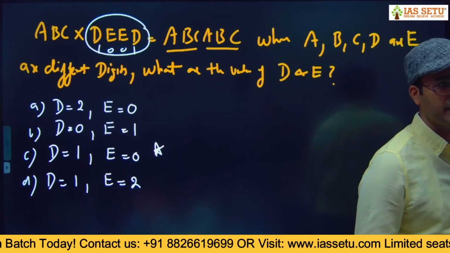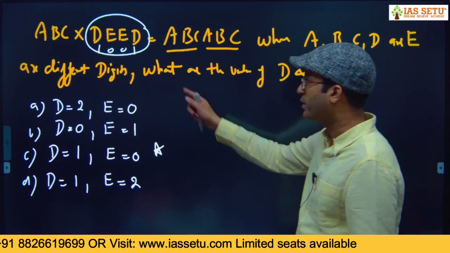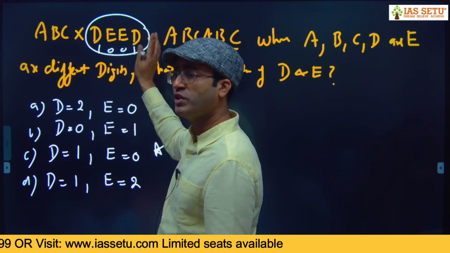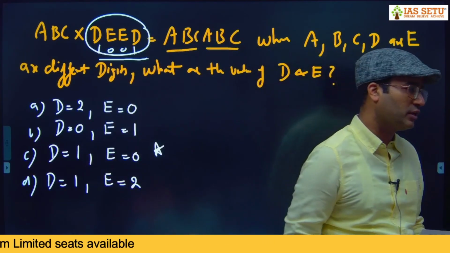You can try any 6-digit number in the form of ABCABC. If you break it, it is always ABC into 1000 plus ABC, and DEED is fixed at 1001. D will be 1, E 0.